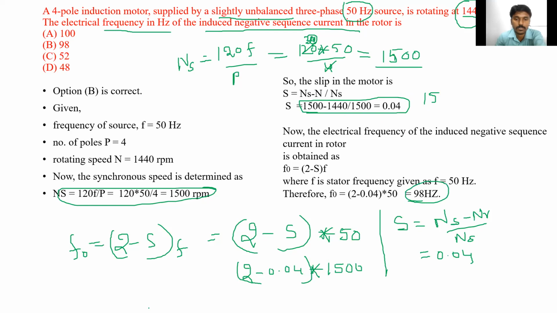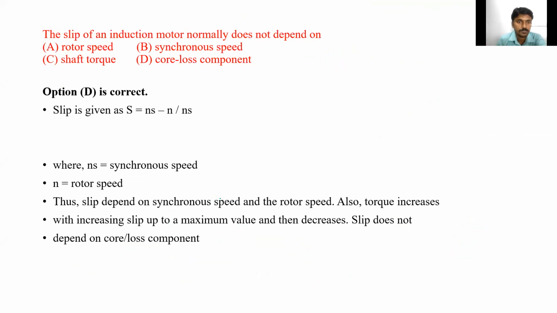What is the value of this one? 2 minus 0.04 into 50, that is equal to 98 hertz. So the answer is B. So what do we need to remember here? Whenever we get the statement electrical frequency in hertz of the induced negative sequence current, we directly use the formula (2 minus S) into F. Clear? Every time we will not get the shortcuts.